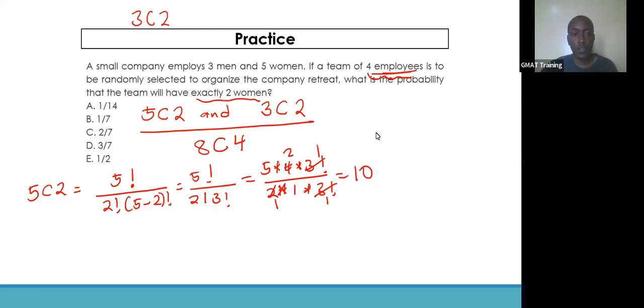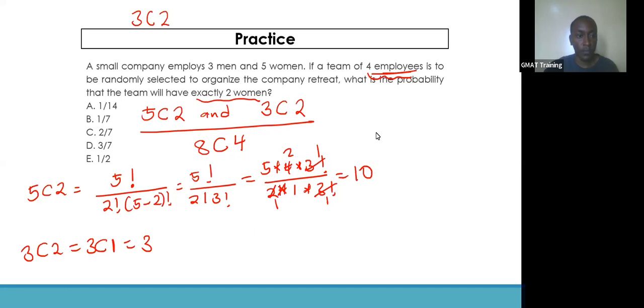3 choose 2 equals 3 choose 1, which is 3. This is a combinatorics identity. So I hope you get to learn about these identities. You don't have to solve for most of these problems. By using these identities, you can save yourself a lot of time.